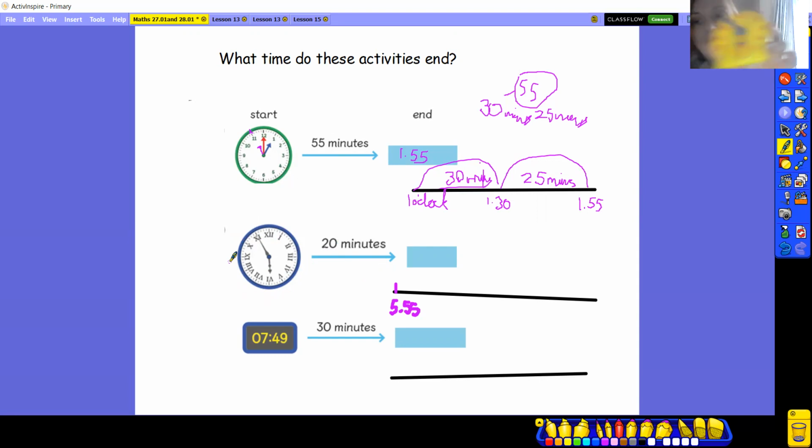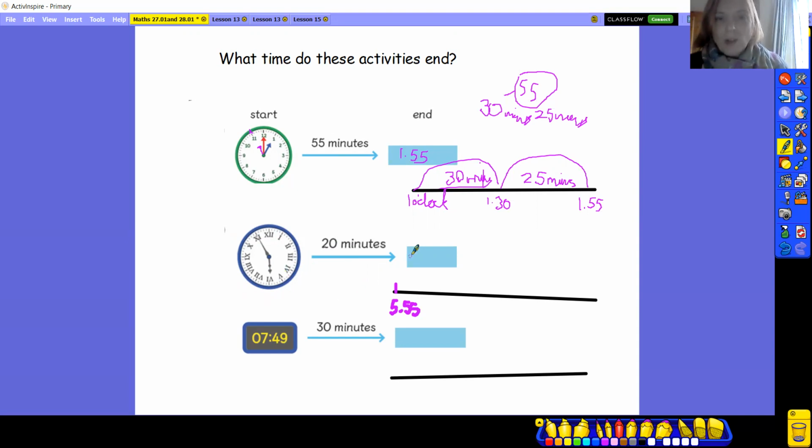5:55. So there we go. I made 5:55. It looks like it's on the 6, doesn't it, really? And then I need to add 20 minutes. So we're going to count round in fives again. Ready? 5, 10, 15, 20. So the time is 6:15.